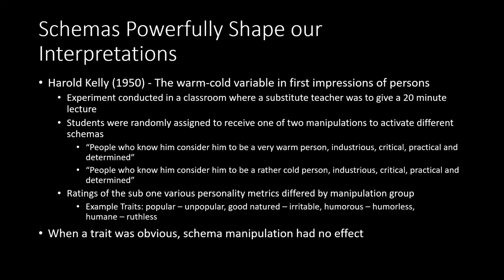Now, the type of manipulation they got made a big difference on how they rated this person. So, for example, the warm person was rated as being much more humorous than the cold person, much more good-natured than irritable, and much more popular than unpopular, whereas the cold person was rated as being much more ruthless than humane. Now, please remember, it's the same person giving a talk to the whole class. They're not receiving two different talks. This is all about what schema was activated and then them using that schema to interpret a fundamentally ambiguous situation.